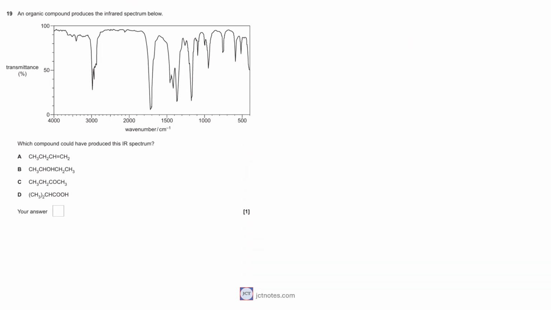In question 19 we are given the infrared spectrum of an organic compound. We are asked to identify the compound that could have produced the given spectrum from 4 possible options. We start by identifying the peaks in the spectrum using the table from the data sheet provided in the exam. There is a peak at 3000 reciprocal centimeters. This peak could be a carbon-hydrogen bond from alkyl groups, alkenes, and arenes. There is a peak at 1700 reciprocal centimeters. This peak could be due to a double carbon-oxygen bond.